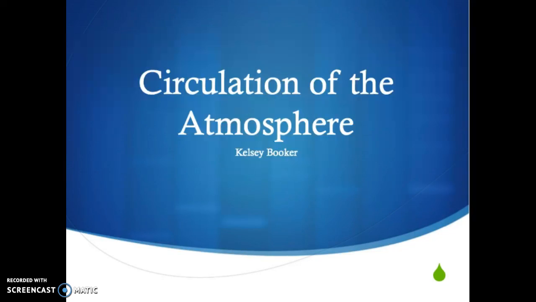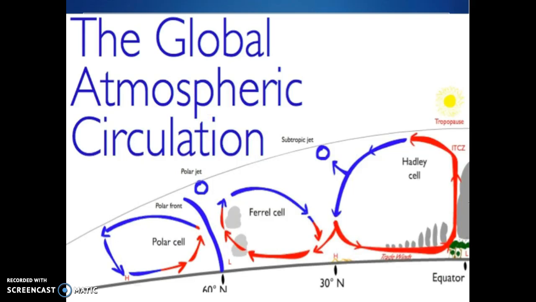All right, in 5 short slides, I am going to briefly explain the circulation of the atmosphere. All right, so global atmospheric circulation. There are 3 main cells, and we can see them listed below. One is the Hadley cell, 2 is the Ferrel cell, and 3 is the polar cell.